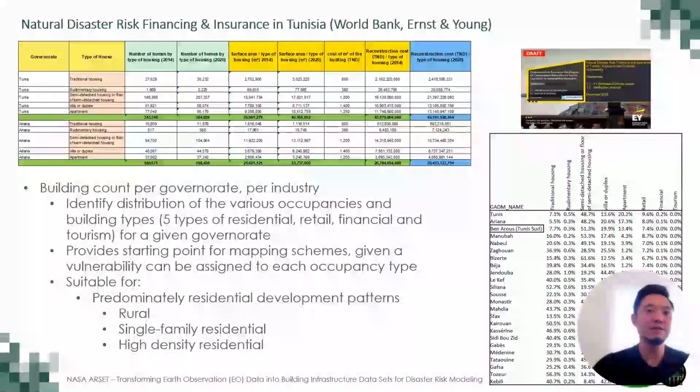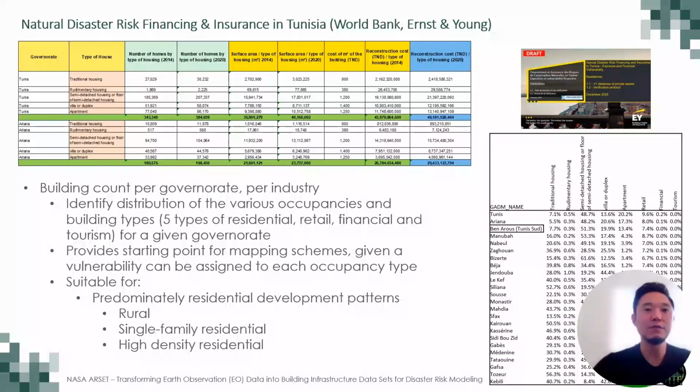Next, we looked at census data from the World Bank and Ernst & Young. This detailed census data provided the foundation for the mapping schemes of the predominantly residential development patterns, as the data provided a breakout of the different types of housing. From the top left, you can see it's traditional, rudimentary, semi-detached villas or apartments. Structural types for these housing were not provided. Therefore, we had to rely on descriptions laid out in the Tunisia housing profile, which we'll go through after this.